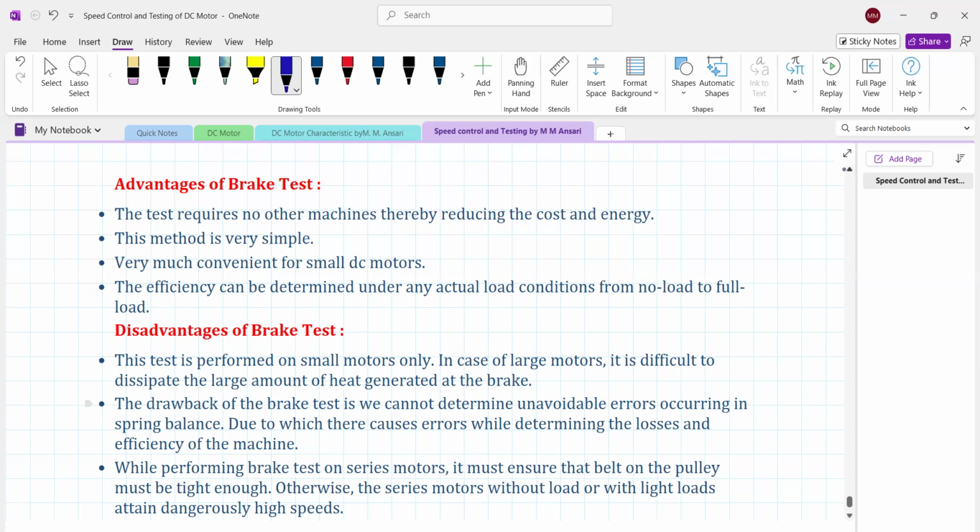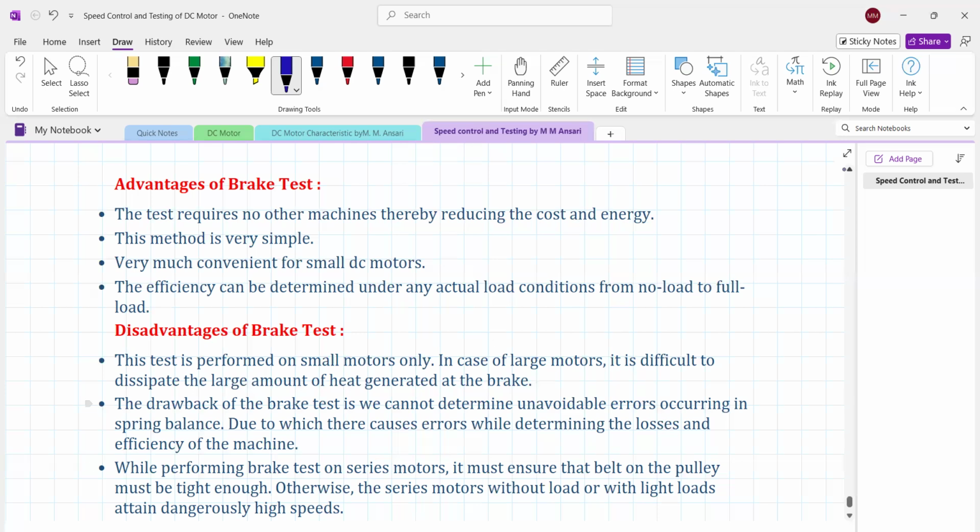The drawback of the brake test is that we cannot determine the error occurring in the spring balance, because it is unavoidable. The spring balance may not be correct because of long use, or it may be the aging effect. The spring balance does not give the correct loading, and that's why it is difficult to determine the correct value of losses and the correct value of the efficiency.